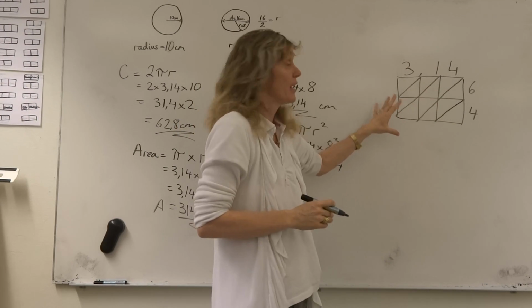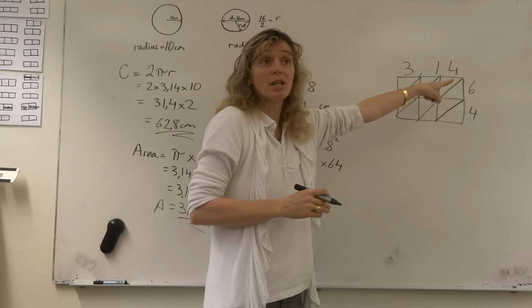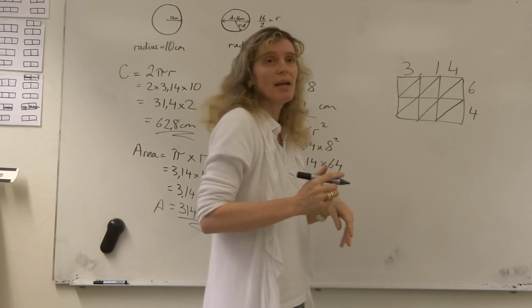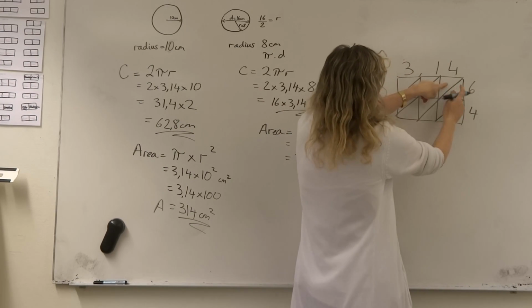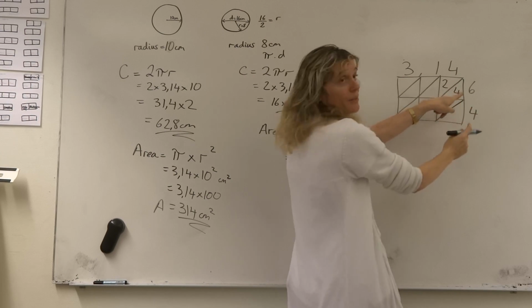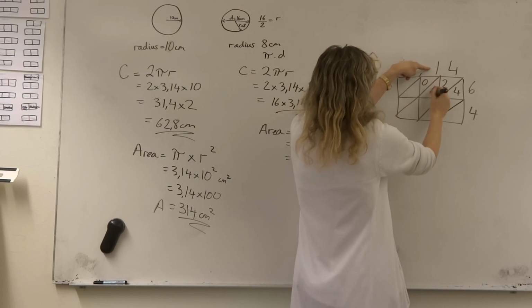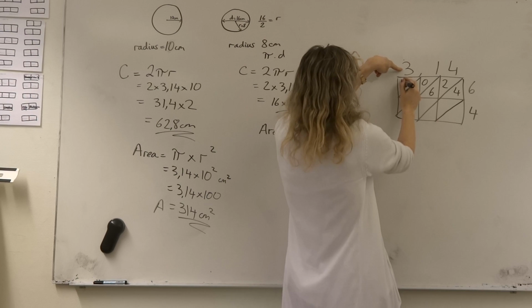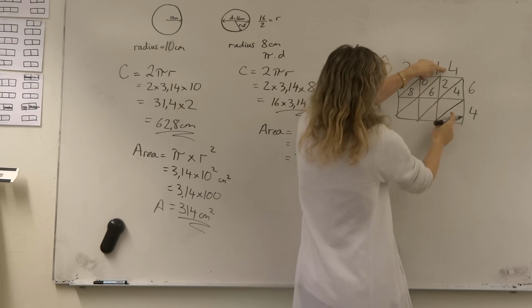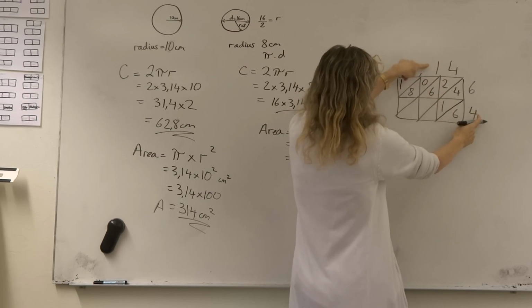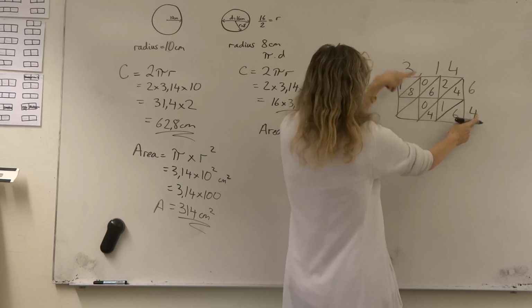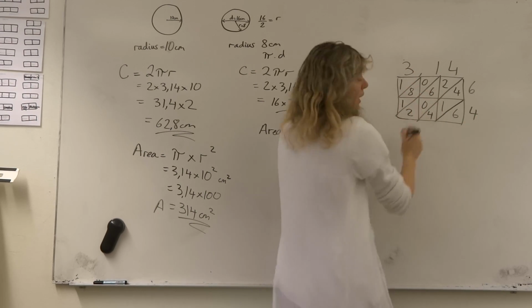Build up a table like this, draw a diagonal in each cell from corner to corner, and then you just do 6 times 4 is 24, put the answer there. 6 times 1 is 06. 6 times 3 is 18. 4 times 4 is 16. 4 times 1 is 04. 4 times 3 is 12.